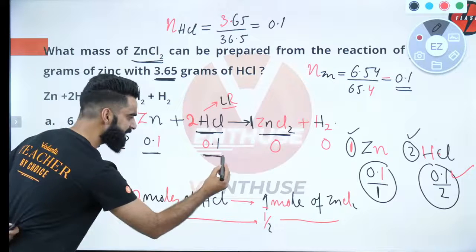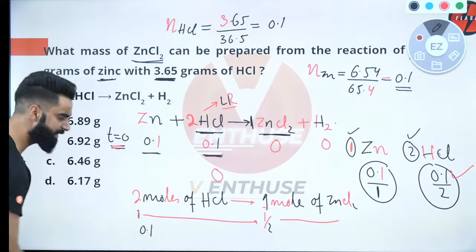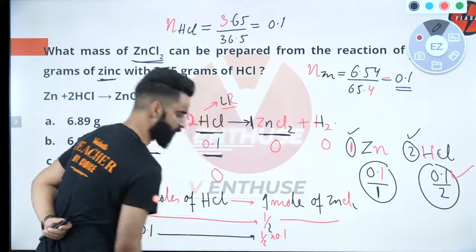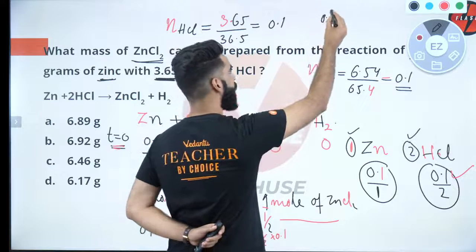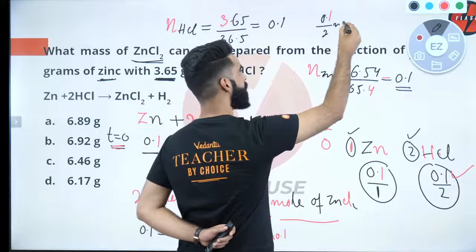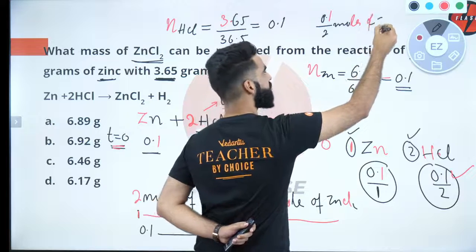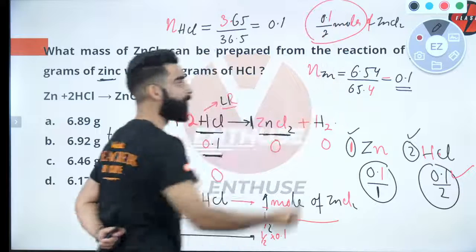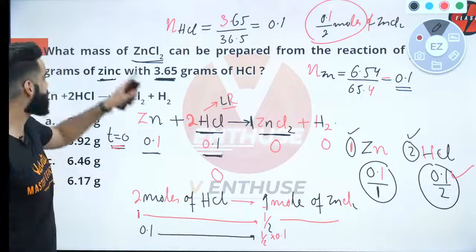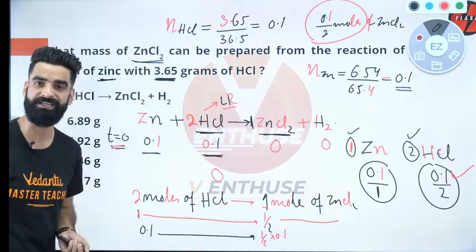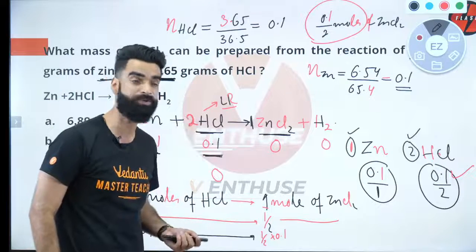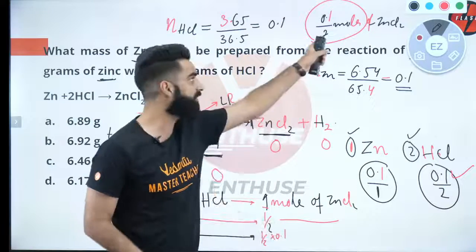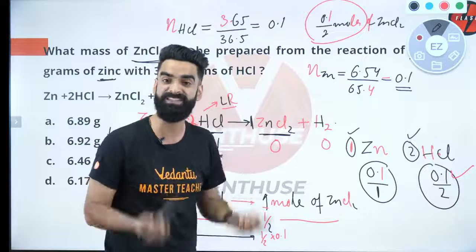And how many moles of HCl do we have? We have 0.1 moles, right? So 0.1 moles of HCl should give me 1 by 2 multiplied by 0.1, or I would write it like this: 0.1 divided by 2 moles of what? Moles of ZnCl2, correct? So how many moles of ZnCl2 are getting formed? 0.1 divided by 2. Am I supposed to calculate moles of ZnCl2 or mass of ZnCl2? I'm supposed to calculate mass of ZnCl2, but what did I calculate right now? I calculated the moles of ZnCl2. In order to convert it into the mass, I'm supposed to multiply it by its molar mass, right?